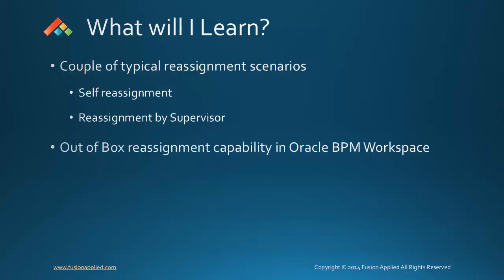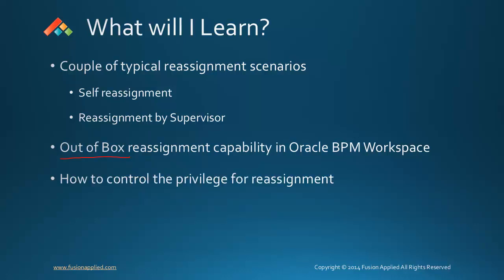We learn about the out-of-the-box reassignment capabilities in Oracle BPM workspace to handle both of these scenarios. Next, we look at who can do the reassignments, what are the defaults, and how you can go about changing it. Lastly, we look at how to do reassignments using the BPM API. This may be of interest to teams who are thinking of building a custom work list to access BPM.